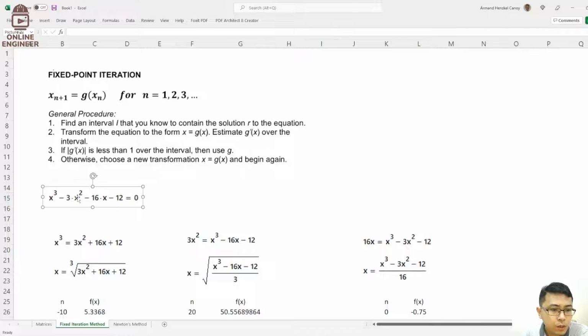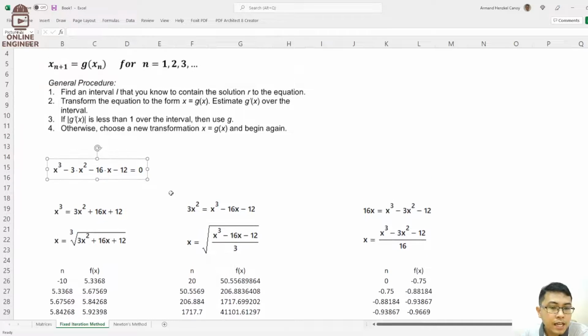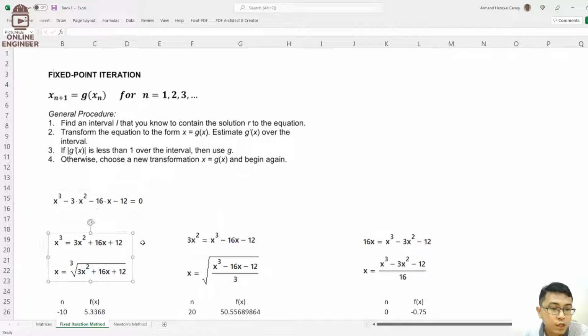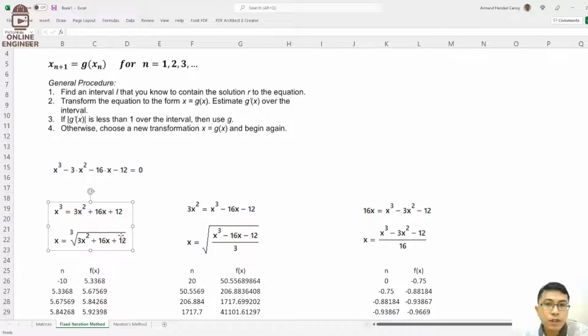And how do we do this? So this is the given, guys. The fixed point iteration needs us to come up with an expression of x. So we could come up with three equations or expressions of x by simply isolating one of the terms.